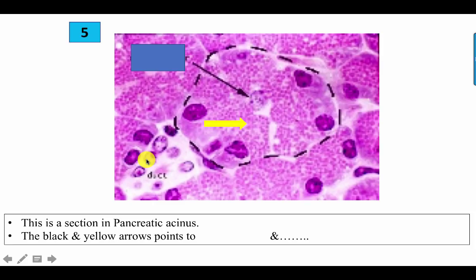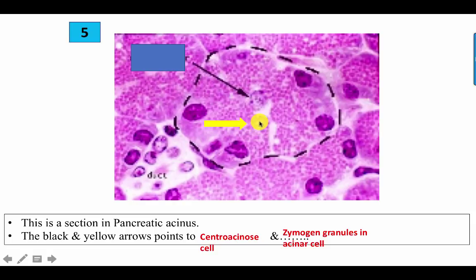Here we have a section in the pancreatic acinus, and the black arrow denotes what? Denotes the centroacinous cell, which is the first part of the intercalated duct, and the yellow arrow points to the lining cells itself, which are characterized by zymogen granules inside their cytoplasm, and the nucleus is rounded but more near to the base, not central.